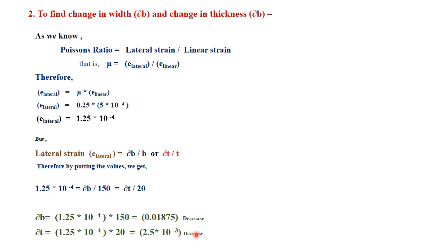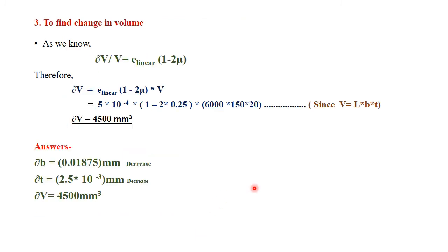This decrease sign denotes that the dimensions which are perpendicular to the applied force are going to decrease. You can simply give the negative sign or directly write decrease. It's sufficient. Okay. Next step is to find out the change in volume.